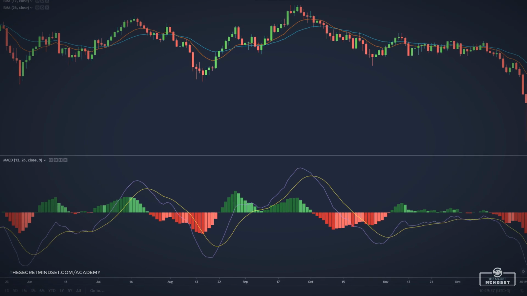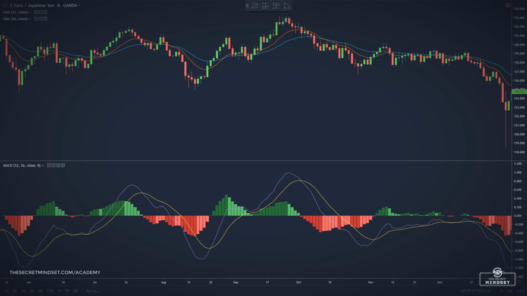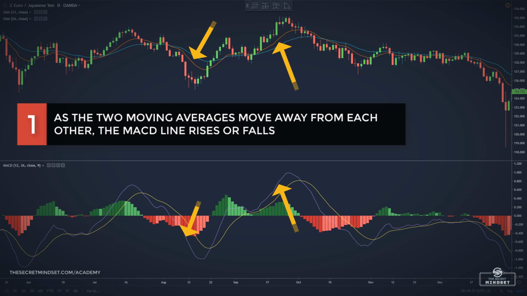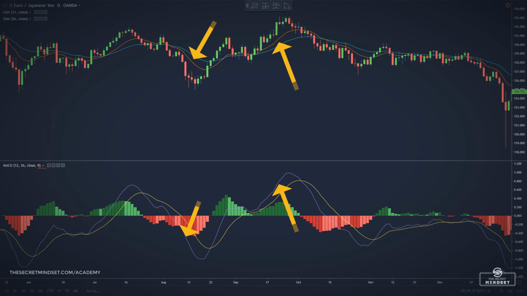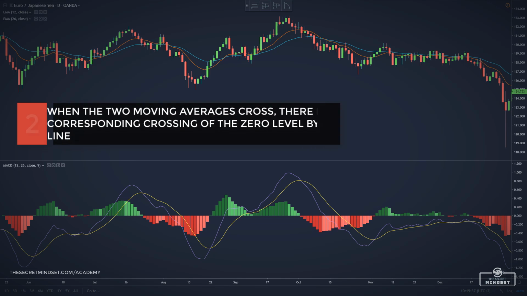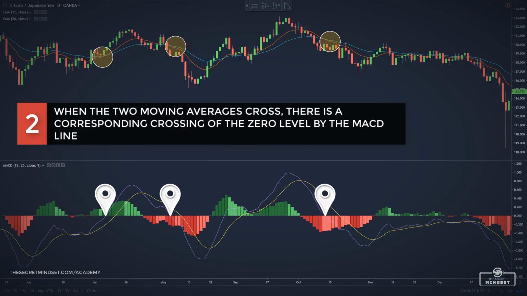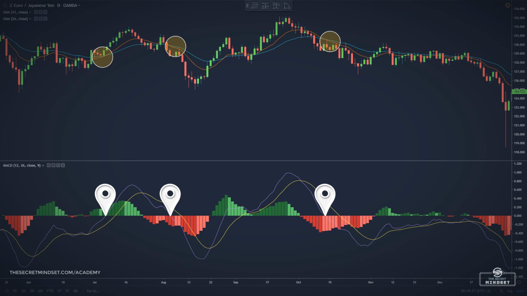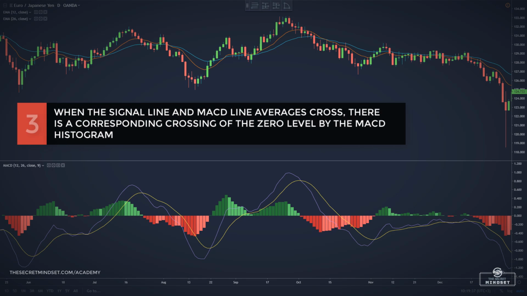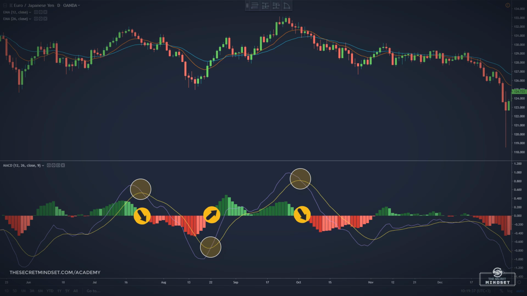Three things stand out from this chart. First, you can see that as the two moving averages move away from each other, the MACD line rises or falls. Second, you can see that when the two moving averages cross, there's a corresponding crossing of the zero level by the MACD line. Third, when the signal line and the MACD line averages cross, there's a corresponding crossing of the zero level by the MACD histogram.